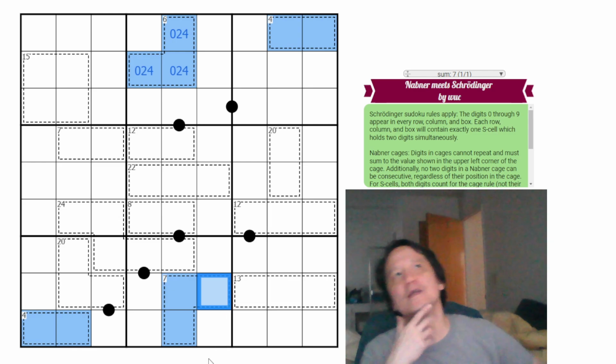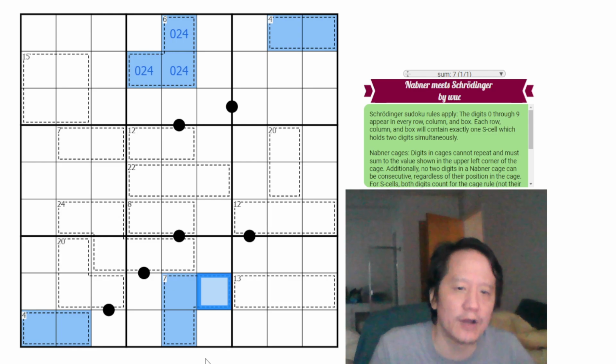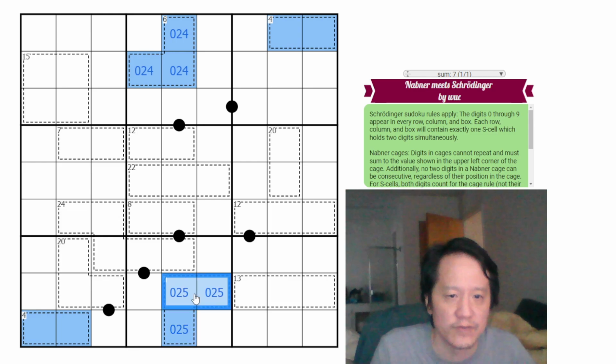What does this mean, though? It cannot be 1, 2, and 4. So the 0 has to be here, right? This has to have a 0. And it could be 2, 5. It has to be 0, 2, 5. It can't be 0, 3, 4. Yeah, so we also know what this is. This is 0, 2, 5, and none of them are Schrödinger.